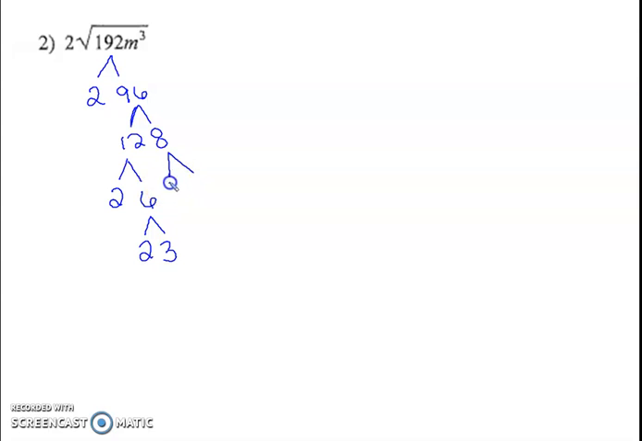8 I can do to 4 and 2. 4 I can do to 2 and 2, not 4 and 4, because it's multiply. Once you break it down, I cross it off because we're not going to use it anymore. We're only going to use what we've got.